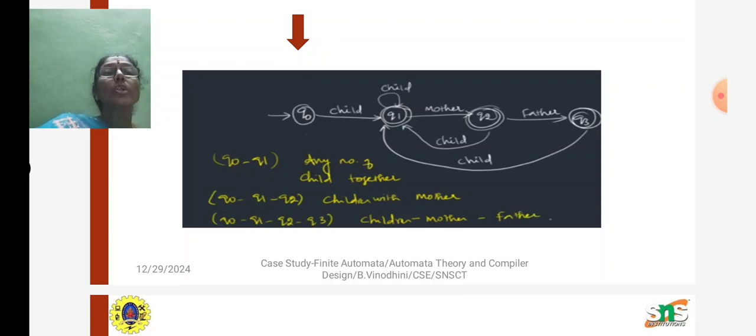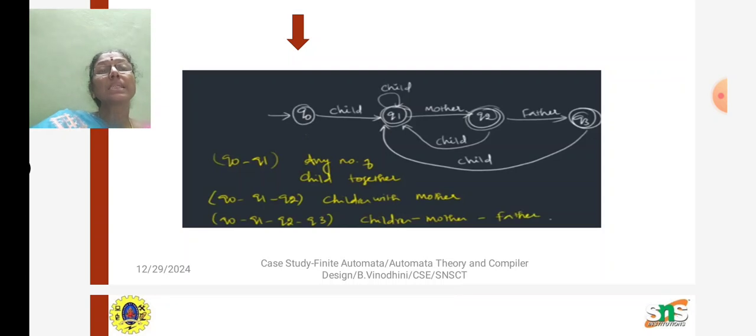So Q0 to Q1 is the child acceptance state; only a child ends at Q1. That is a final state. Suppose you have two children, there is a self loop on Q1. So Q0 to Q1 accepts any number of children. Suppose child followed by mother: when you read child, go to Q1. From Q1, when you read mother, go to Q2. That is another final state for the second pattern, child and mother. Followed by that, any number of child and mother can be accepted.